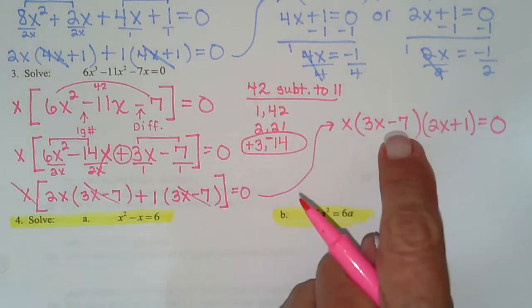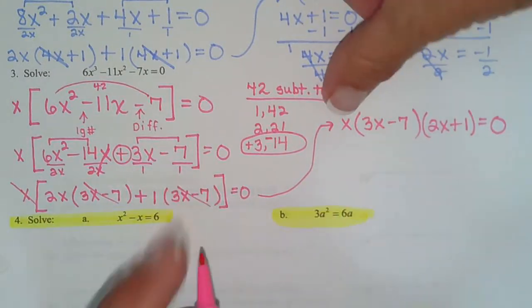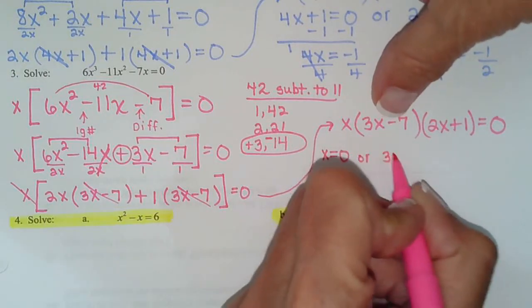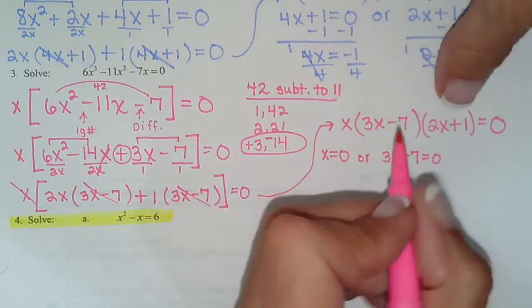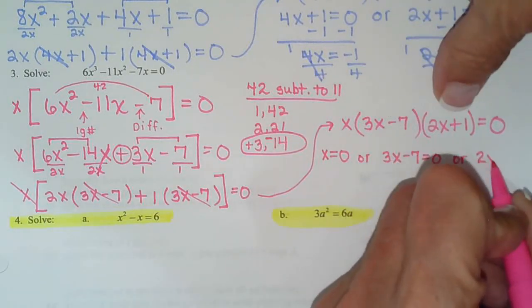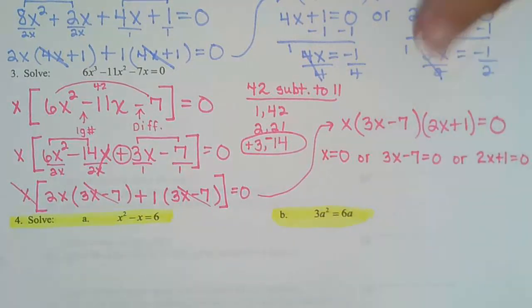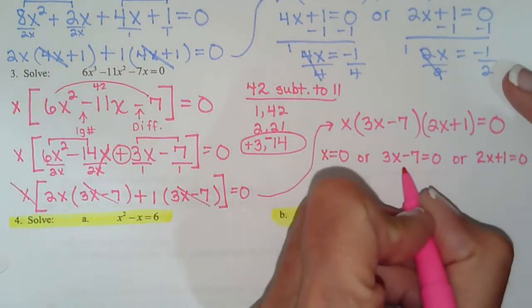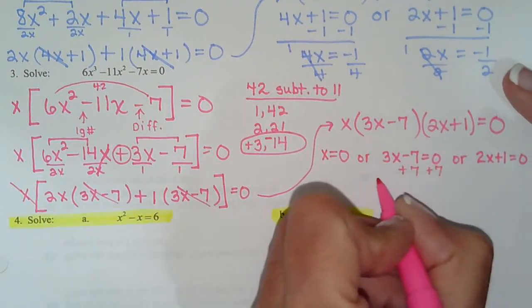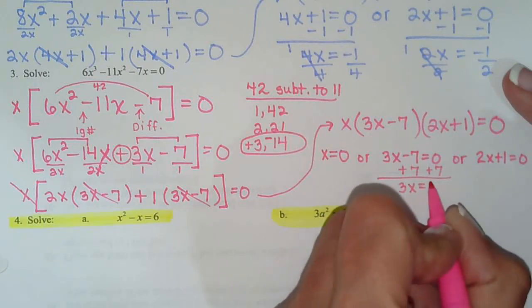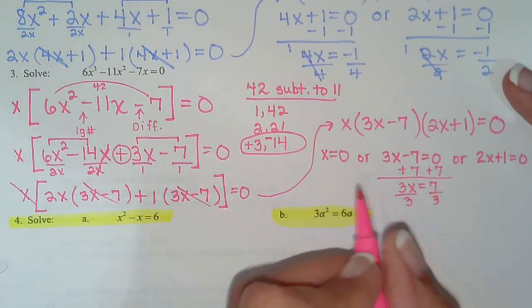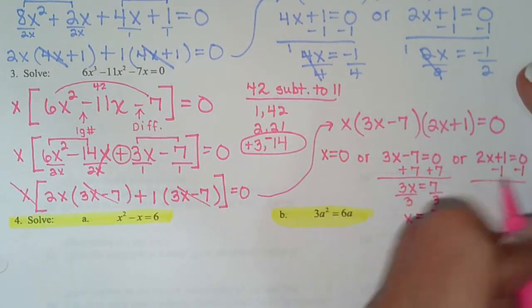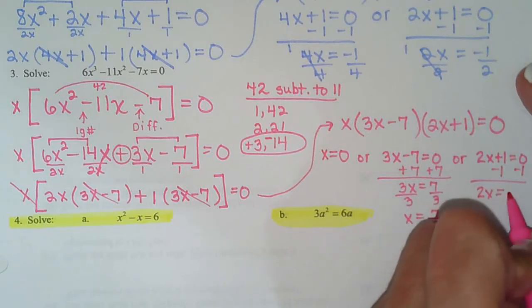So if A times B times C equals 0, either A is 0, so you set the first factor equal to 0, or set the second factor equal to 0, or set the third factor equal to 0. So those are the 3 statements that are going to give us our 3 solutions. Well, that one's done, so we don't have to worry about it. So add 7, 3x equals 7, x is 7/3. And then minus 1, that looks like it's going to be negative 1/2 again.